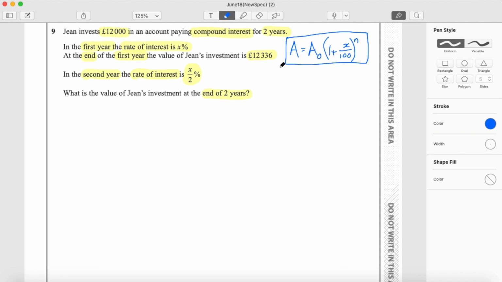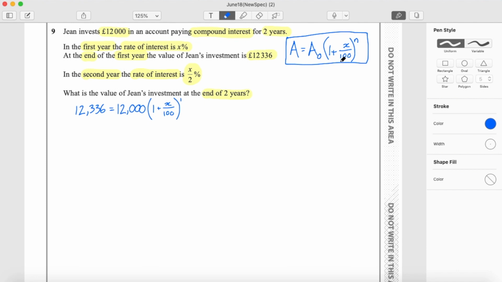So we're given some of this information. We're told an initial investment of £12,000 of Jean. So £12,000. We're told the first year rate of interest is X, so that remains as X. And we're told the first year, so we know that the number of years here is just 1. But at the end of this first year, the value of Jean's investment, which is A, is £12,336.